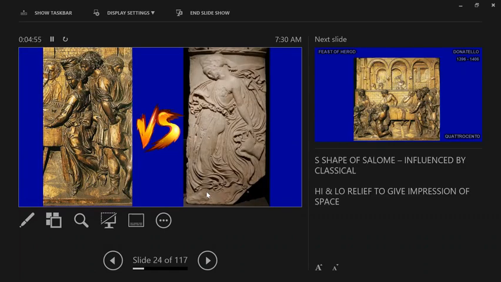I want to again emphasize how Renaissance artists are looking back in time to the Greeks and the Romans and finding classical influence from them. So you can see the fabric of the figures is highly influenced by the fabric that is found in Greek and Roman artworks.